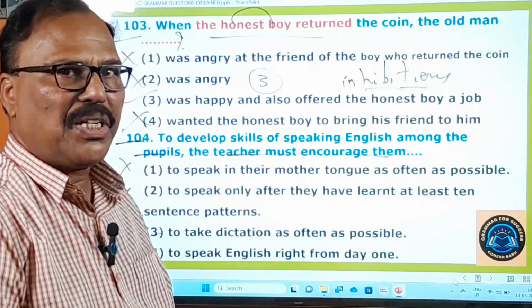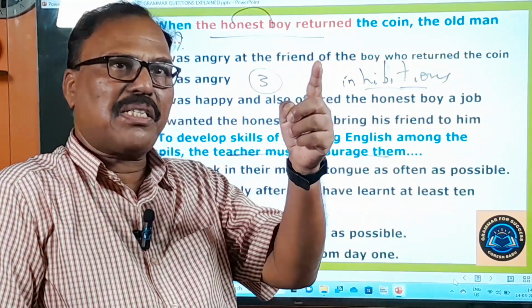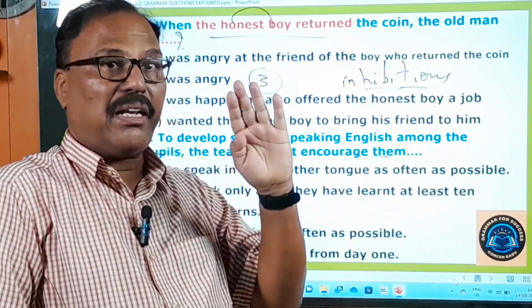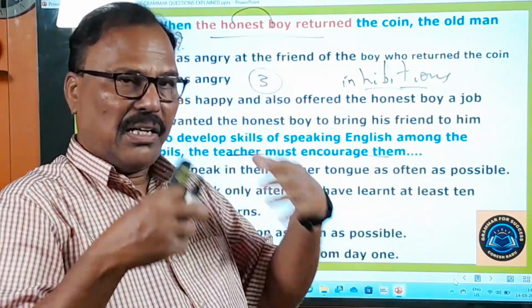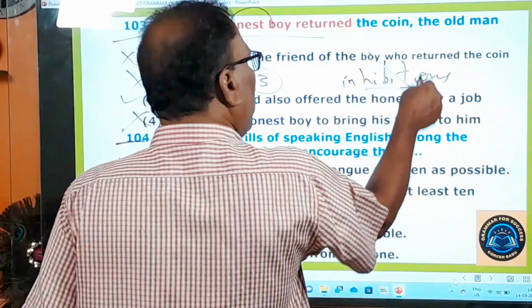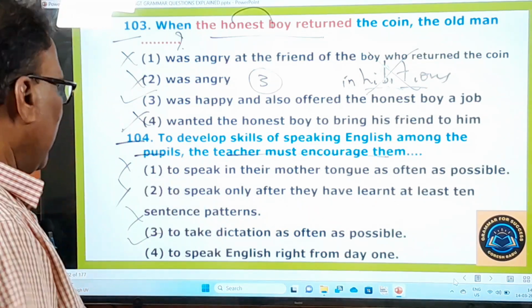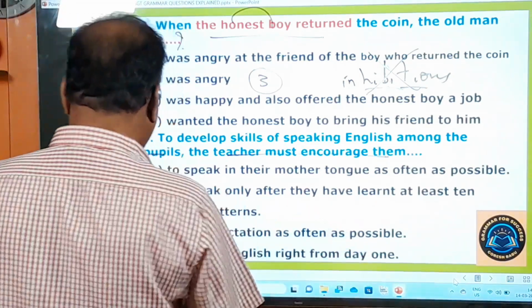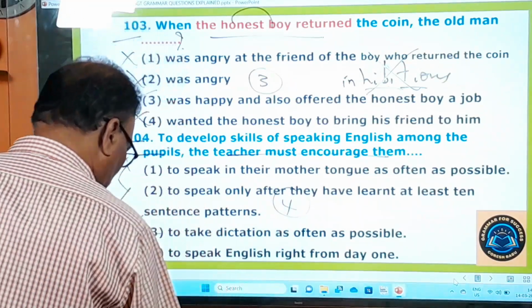The speakers of English will have shyness. Oh, if I speak in English, the other persons may find fault with me. That kind of shyness, that kind of fear they will have in their mind internally. They are called inhibitions. They must avoid them. They must get rid of them. That is there, to speak English right from day one. The fourth one is the right one. And now let's move on to the other questions.